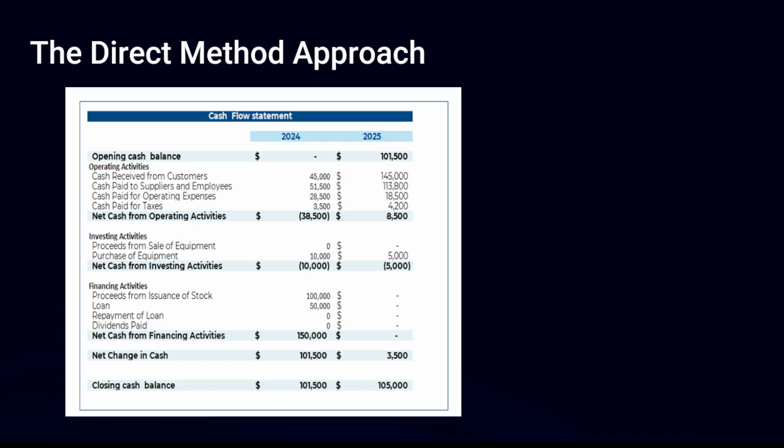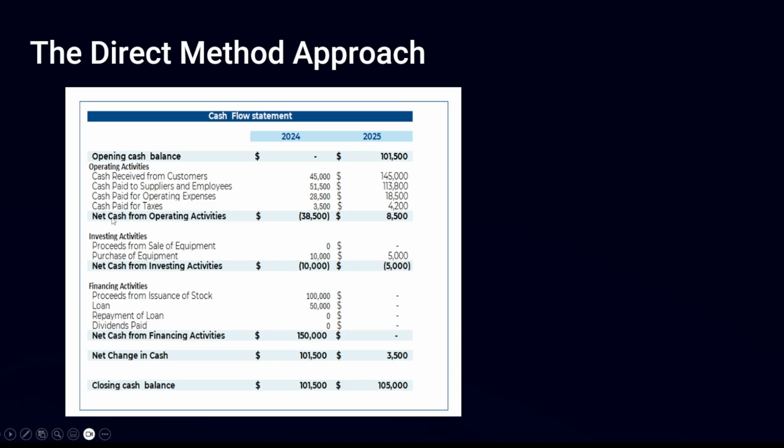There are two types of cash flow statement. We have the direct method, then we have the indirect method. This is the format for the direct method, which starts with the opening balance for the beginning of the period. Then you can see that we have the three main activities: operating activities, investing activities, and financing activities. We have the net change in cash, which is the total addition of the three main categories. Then we have the closing cash balance, which is the opening balance plus the net change in cash.